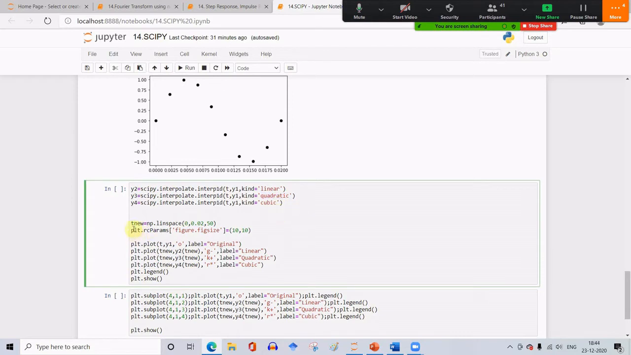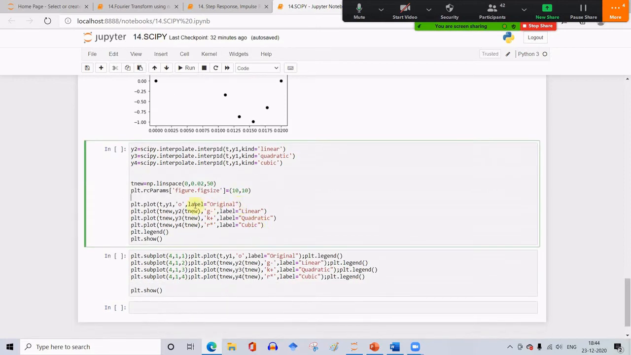So now I'll generate a new time axis t_new given by 0 to 0.02 having more points, because I am getting in-between points also. No? So I'll increase the number of points to 50 between 0 and 0.02 seconds. Previously it was only 10. With those 50 points, I'll also give the figure size for plotting, 10 by 10. So first one is plt.plot t comma y1 with the label original.